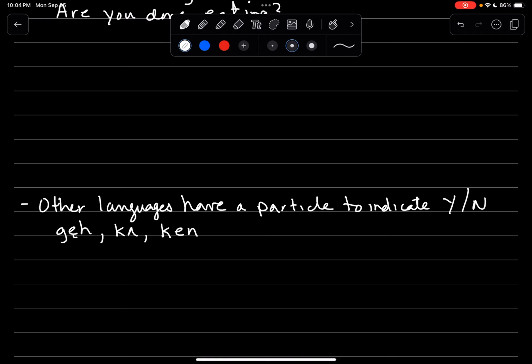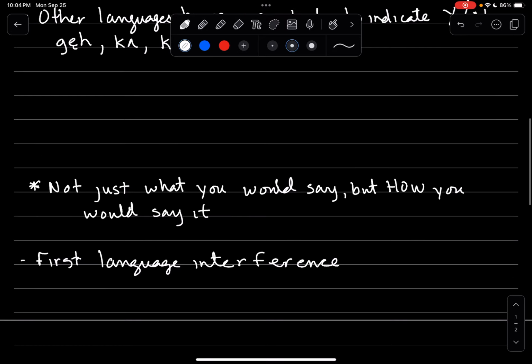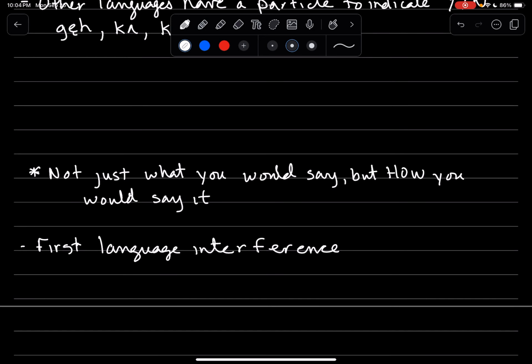I had to change it once I was aware of what was going on. It's not just what you would say, but how you would say it. And this is part of your progression as a language learner, because like I said, I overlooked it a lot when I was learning. So we have first language interference that happens at times. We're first language English speakers, so the intonations we use in English are going to overlap our second language, which for all of us is Seneca. So the English is going to dominate the Seneca as far as intonations.